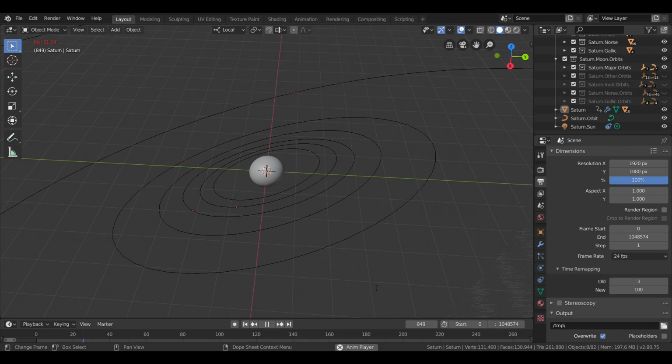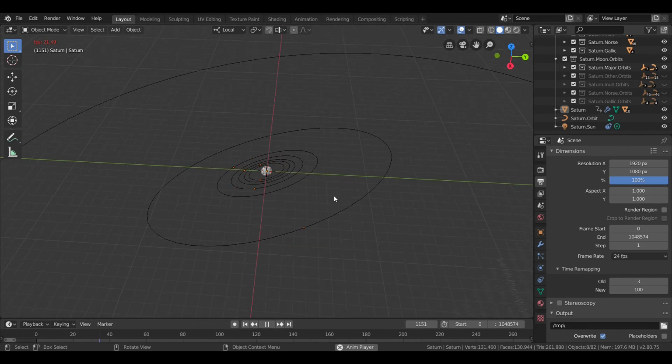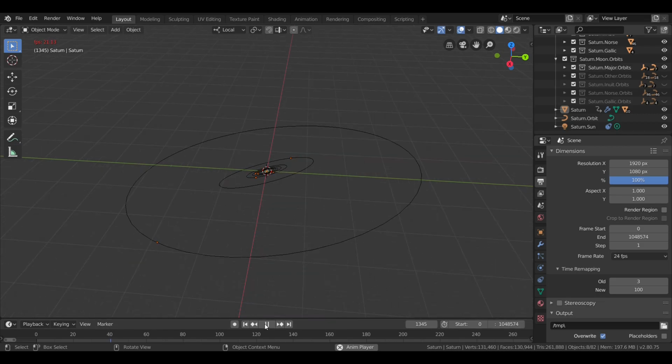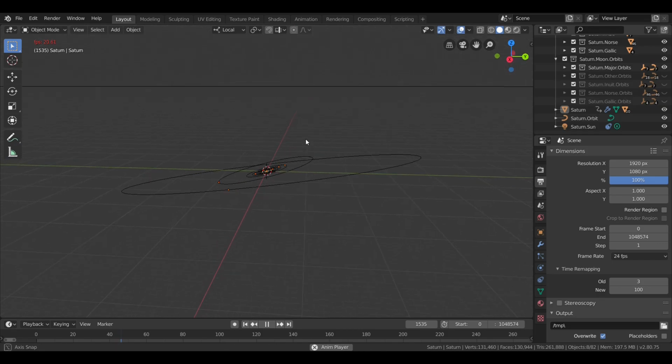Tethys, at about 295,000 kilometers, orbits in 1.9 days. Dione at 377,000 kilometers, about 2.7 days. Rhea at around 527,000 kilometers, takes about 4.5 days. Titan at about 1.2 million kilometers, takes around 16 days. And finally, Iapetus, quite a bit further out, at 3.5 million kilometers, takes about 79 days to orbit Saturn.